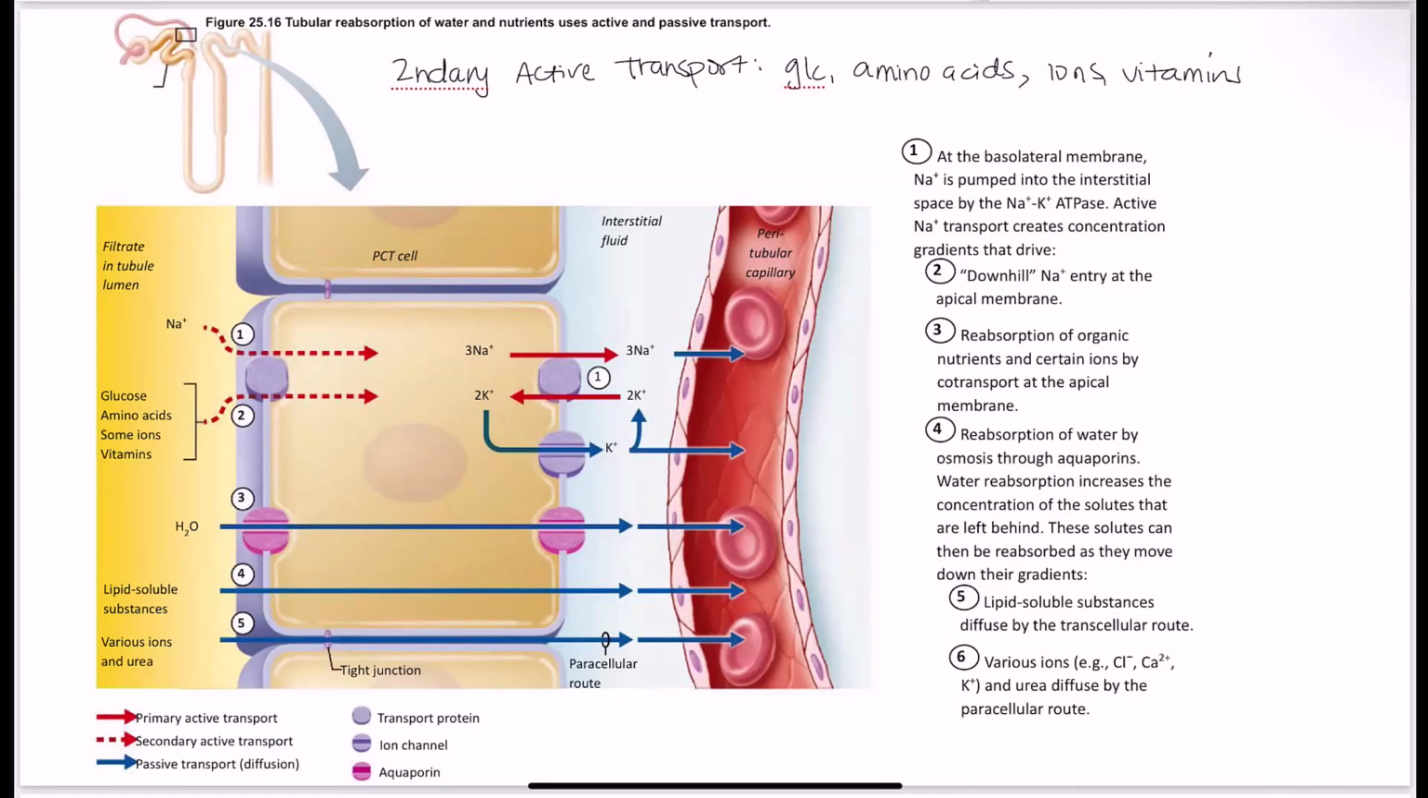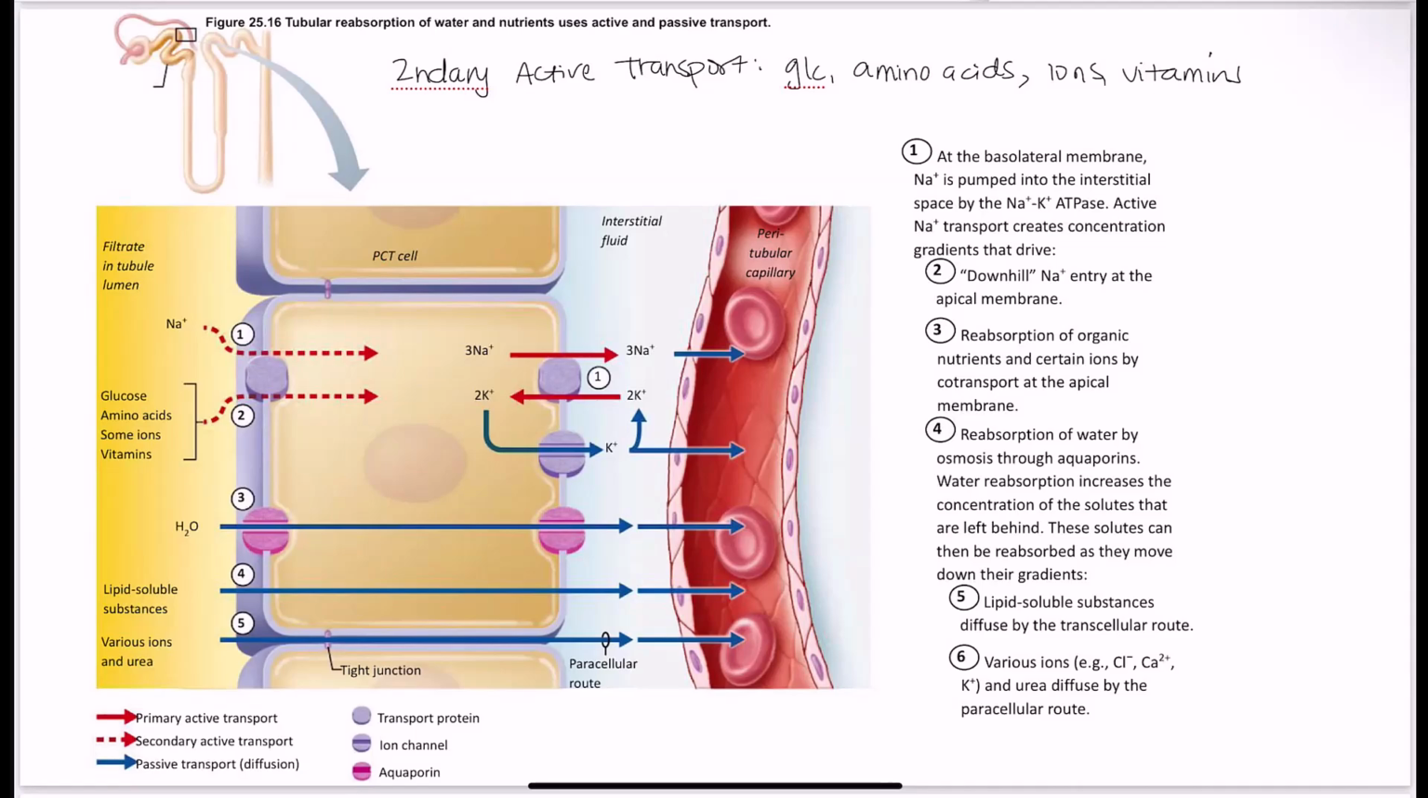The proximal convoluted tubule contains lots of aquaporins, so it has transport channels for water. And that means that water passes through almost freely because aquaporins are there. If aquaporins are absent, water is not going to move. In some portions of the nephron, aquaporins can show up if hormones are around, like antidiuretic hormone, for example.